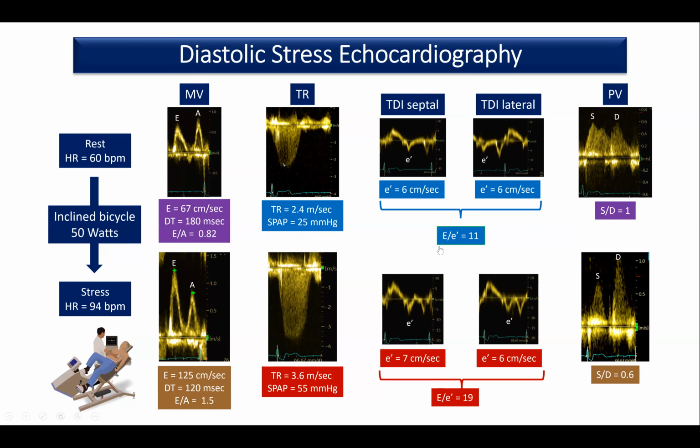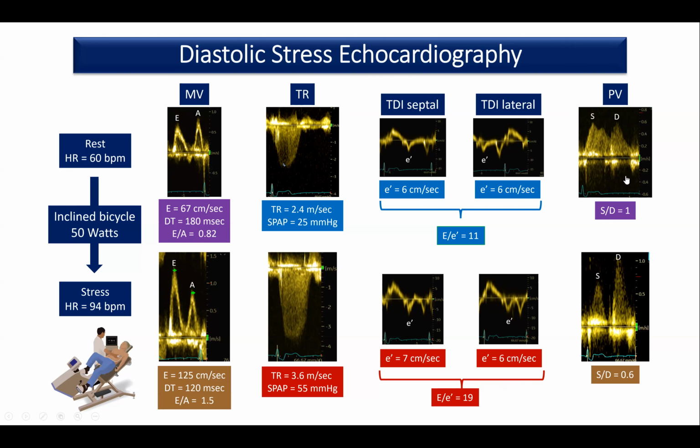And the E prime was 6 at rest. It went up to 7 and 6. It didn't change much really with the exercise. So the E to E prime ratio went from 11 to 19, okay? So typically, what happened is this patient became dyspneic because the filling pressure went up.